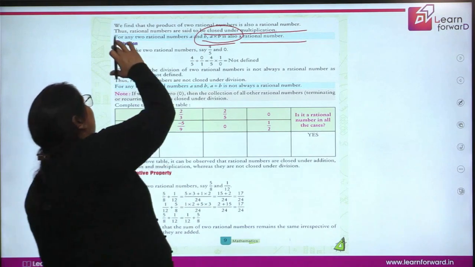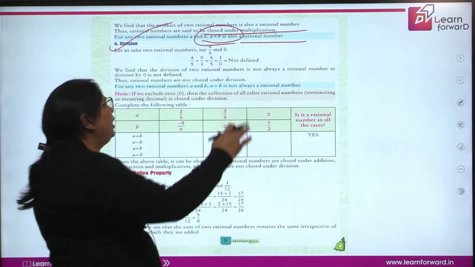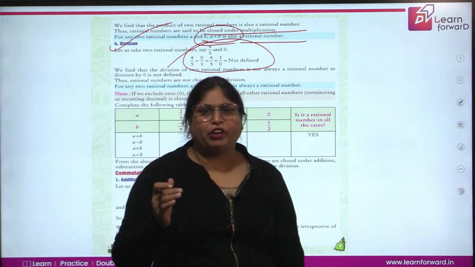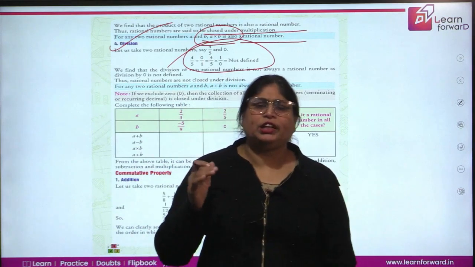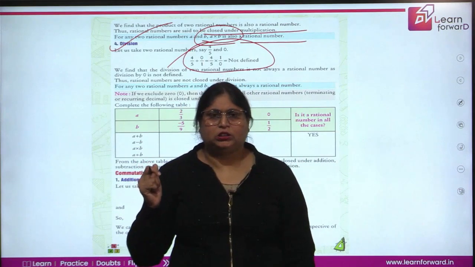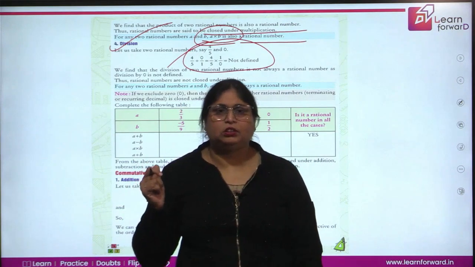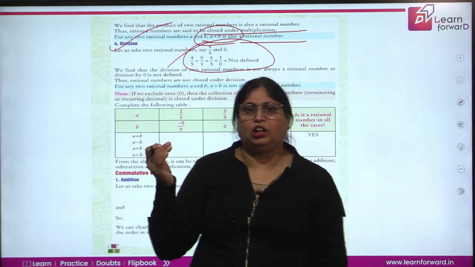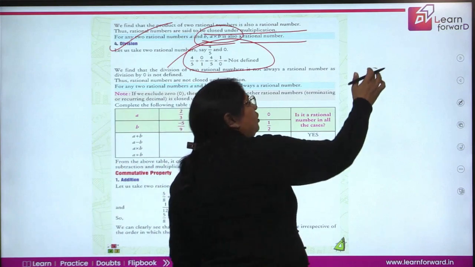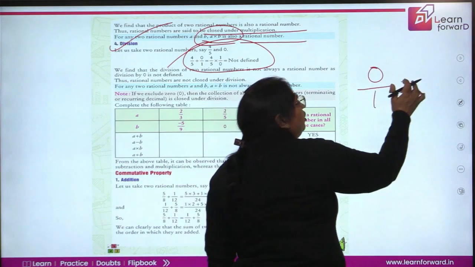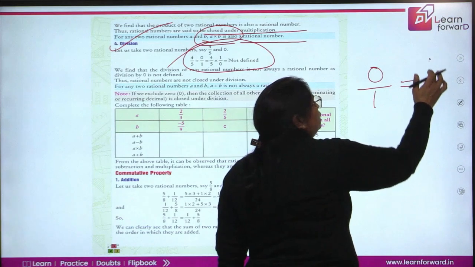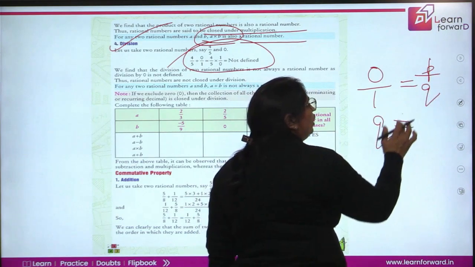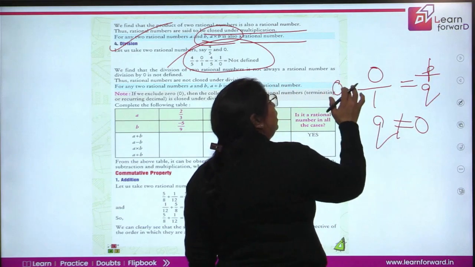Next property is division. If we divide any two rational numbers, suppose here we are taking an example, 4 upon 5 and 0. Is 0 a rational number or not? Yes. 0 can be represented as 0 upon 1. Again, a good answer. That means you are clear about this is P, this is Q, and Q is not 0. So 0 upon 1 or 0 is always a rational number.